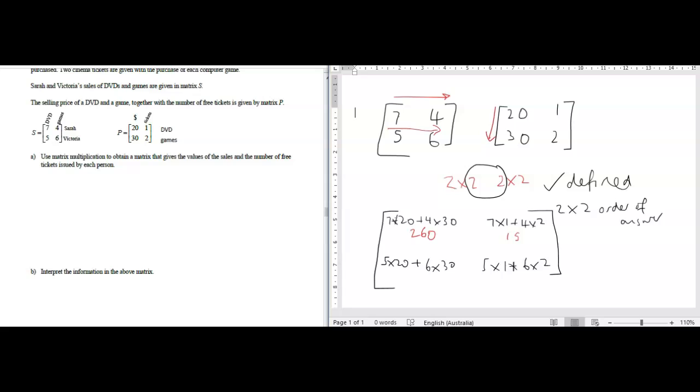5 times 20 is 100, 6 times 30, 180, so 280. And then 5 times 1 is 5, 6 times 2 is 12, so we've got 17. So your final answer, 260, 15, 280, and 17.